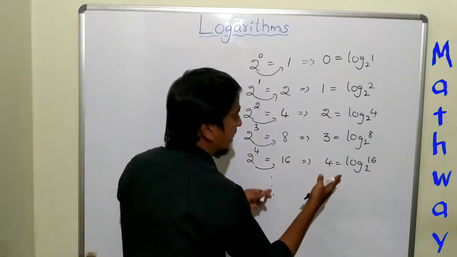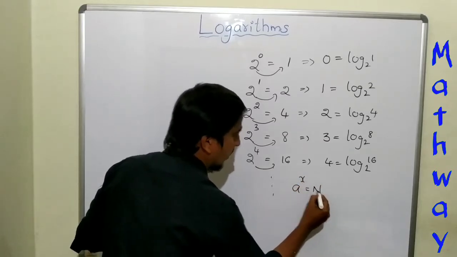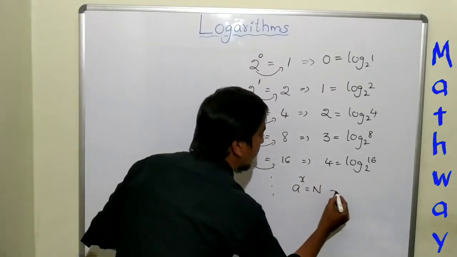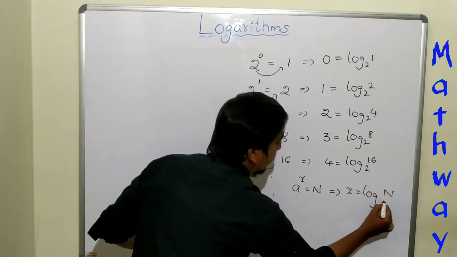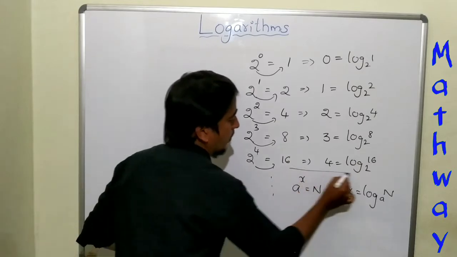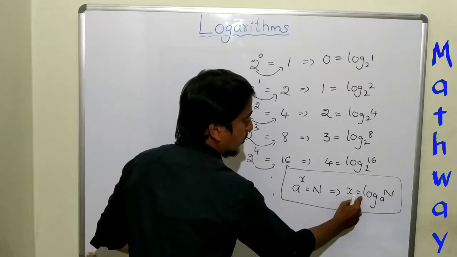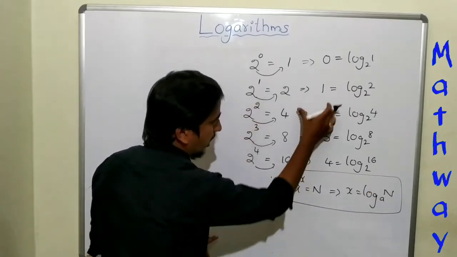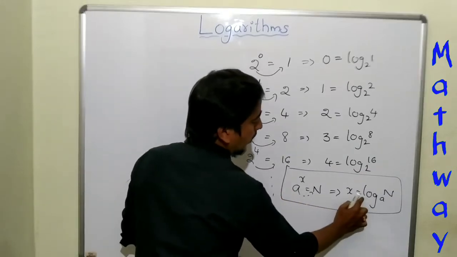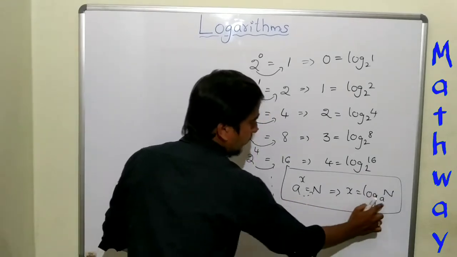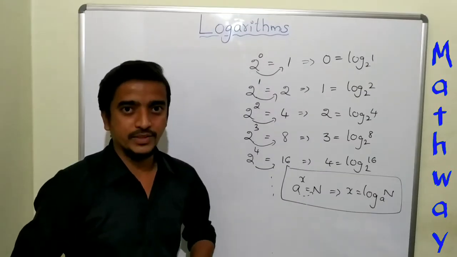So by using this, we can write: if a power x equals n, then we can change it as x equals log n base a. So this is one of the formulas of logarithms. Simply, whatever we did here is the same concept. If you send this base across, you take log n, n as it is, and then this becomes the base. So it is one of the formulas, and let us see the remaining formulas of logarithms.